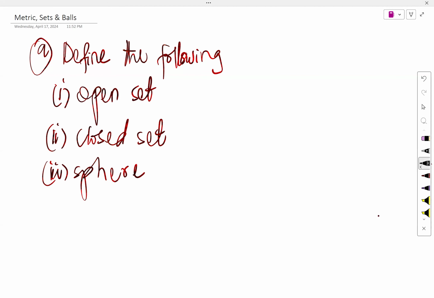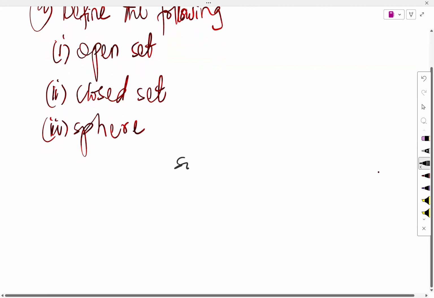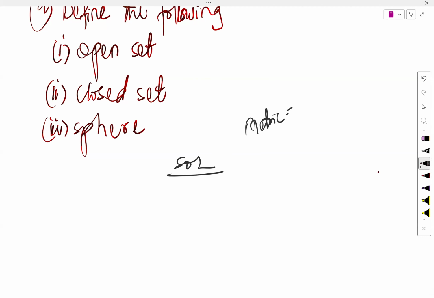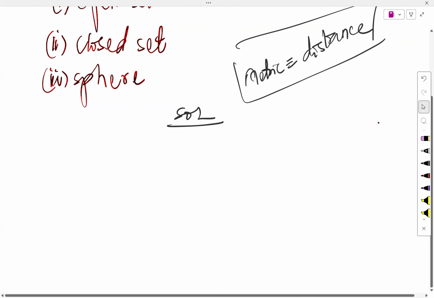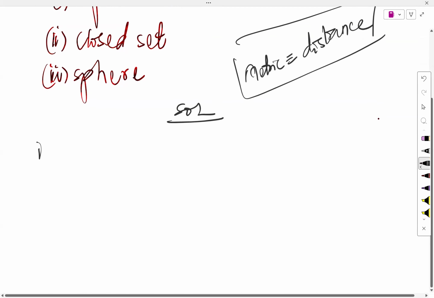Of course, we are talking in the context of metric space. The whole idea of a metric is distance, the distance between two points. So that's what a metric is all about. Talking about the first one, which is open set.